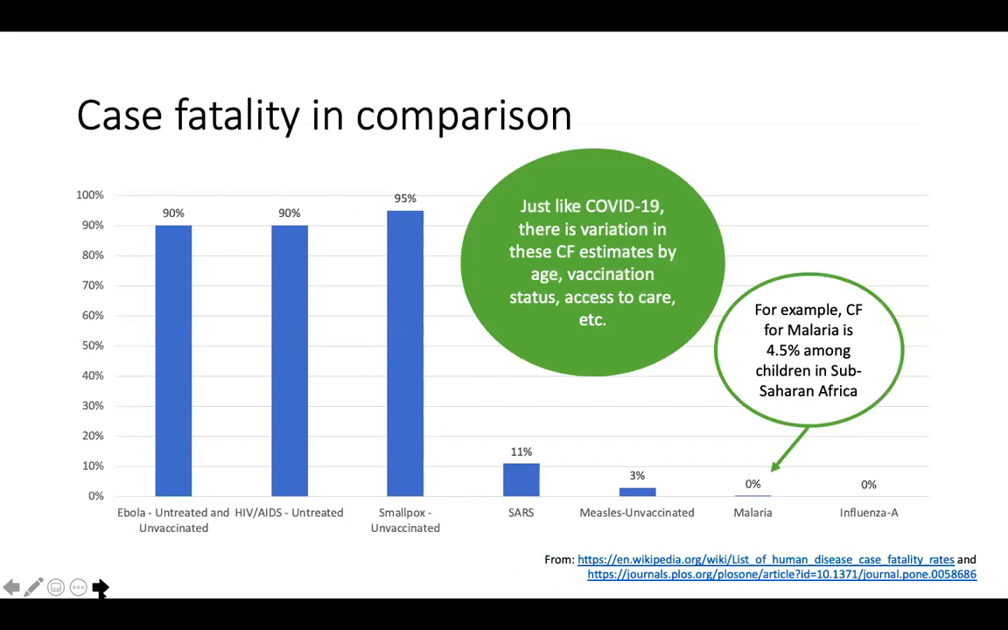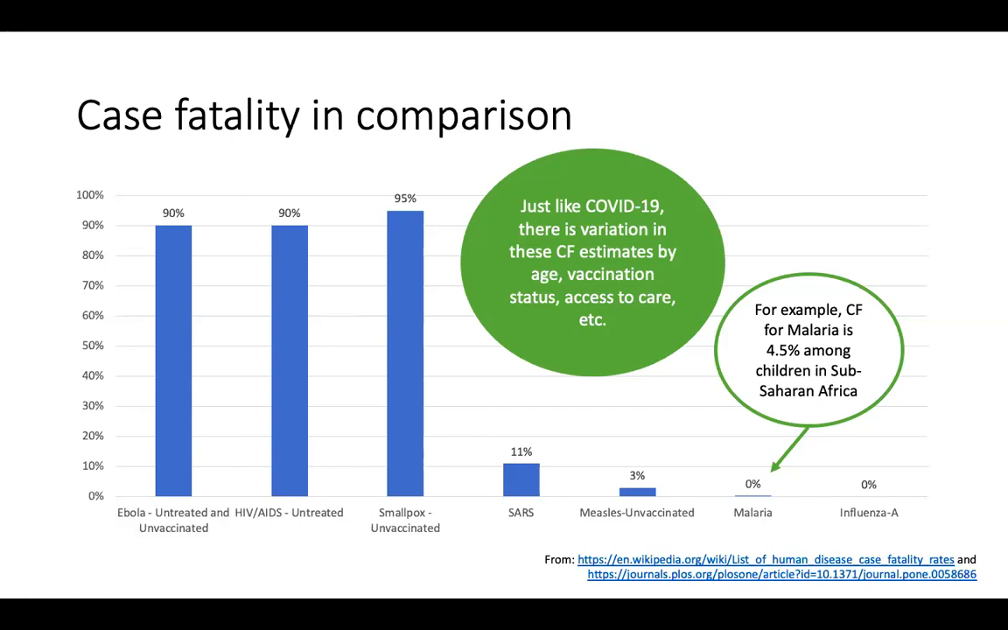I wanted to show how that compares to some other diseases. The source for a lot of this data is unfortunately Wikipedia, though I looked at their sources. It's just hard to find a list of a bunch of different case fatality estimates, although it is on Wikipedia. So what you see here is that if you have Ebola, you haven't been vaccinated for it, and you do not receive treatment, case fatality can be as high as 90%. If you're unvaccinated for smallpox, case fatality is 95%. On the other hand, SARS is 11%, and unvaccinated and acquiring measles, it's 3%.